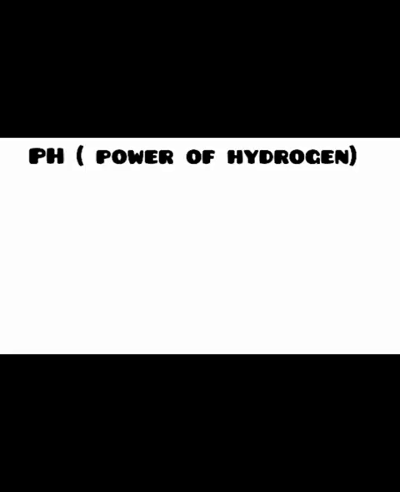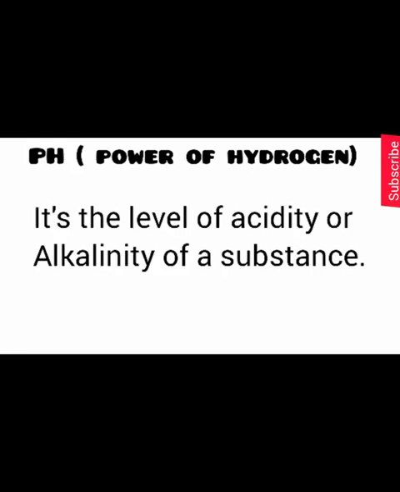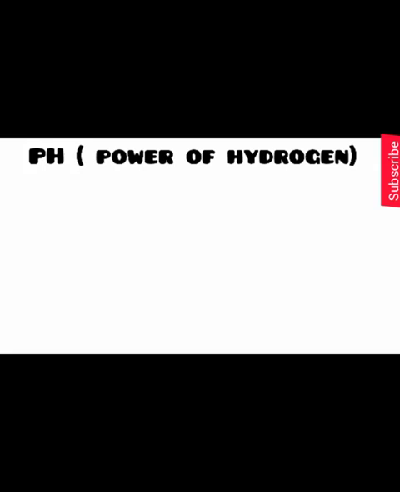In this video, we are going to talk about pH. What do you understand by pH? pH by full meaning means power of hydrogen. It is the level of acidity or alkalinity of a substance. That is the meaning of pH. Then we got what we call the pH scale.